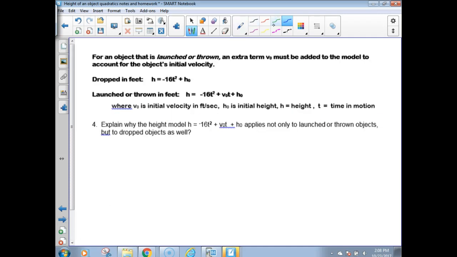Now we're going to have an object launched or thrown. So it adds in an extra item, v sub 0, which stands for the initial velocity. It already says that right here. So this new equation has another variable. V sub 0 is your initial velocity in feet per second. H sub 0 is your initial height. H is height in the different positions of time. And t is your time in motion.